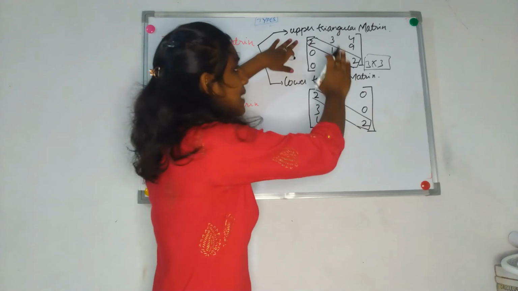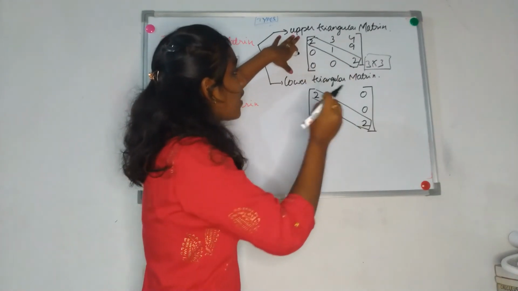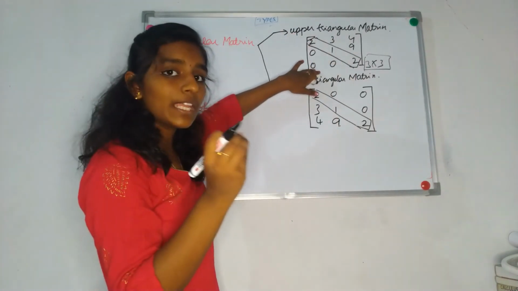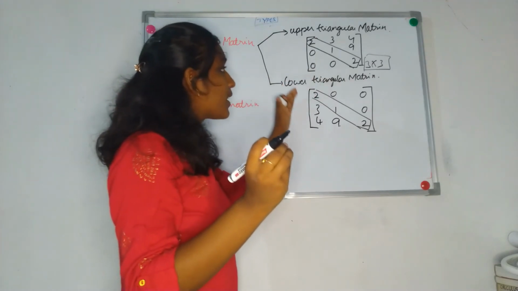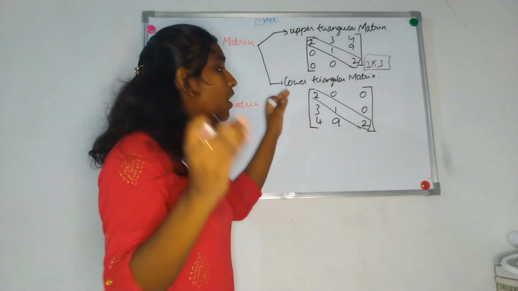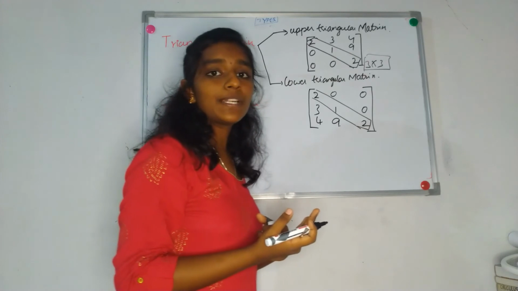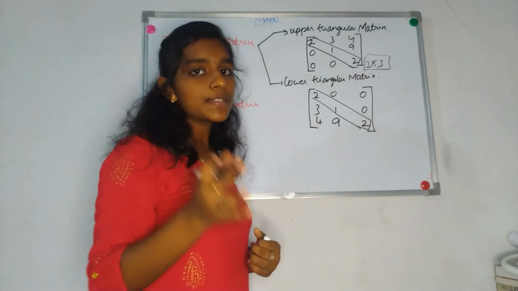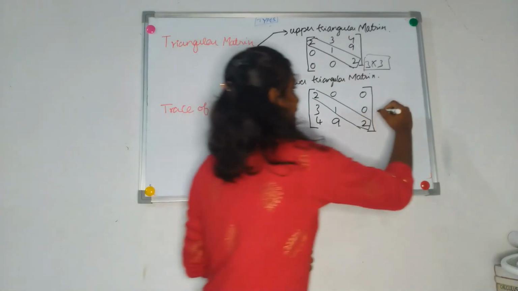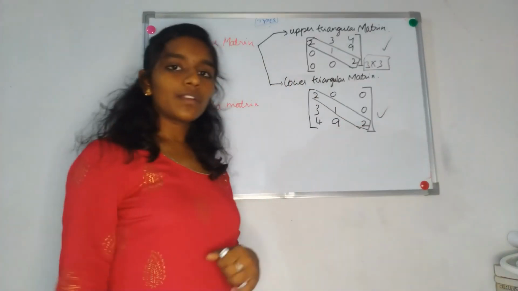So upper triangular matrix is a square matrix where all the elements below the principal diagonal are equal to 0, and in the same way, what is meant by a lower triangular matrix? All the elements which are above the principal diagonal are equal to 0. Have you got the point? So that is upper triangular matrix and lower triangular matrix.